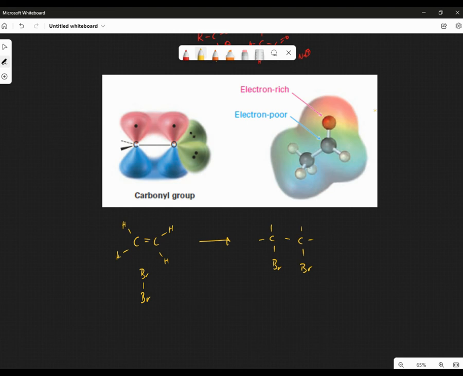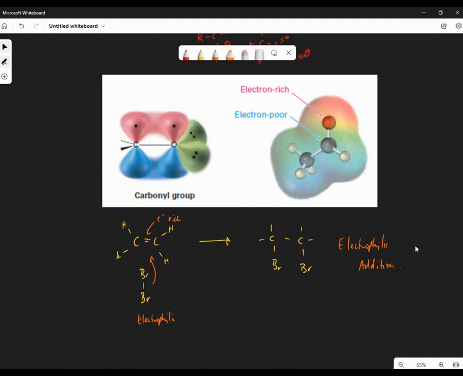Now, what do we call this? Well, the double bond is an electron-rich source, and it attacks the bromine. So the bromine is known as an electrophile, and this mechanism is therefore known as electrophilic addition. This is an electrophilic addition reaction.